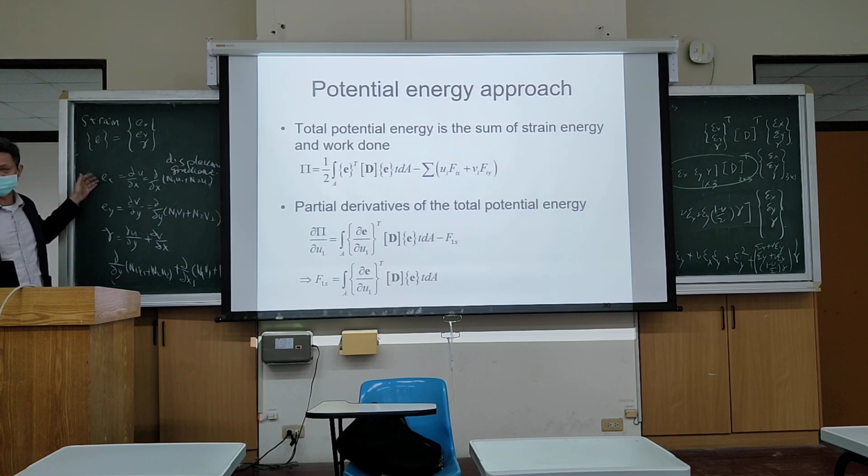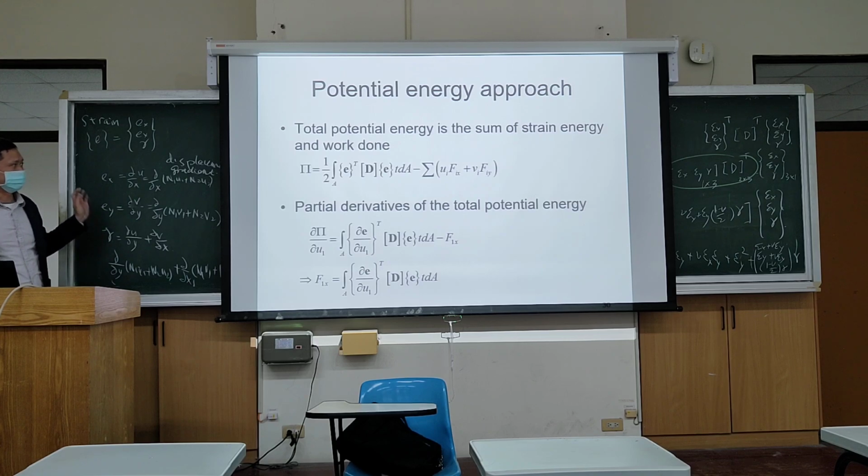So now we revise how your strain is defined. The strain in the x direction is the gradient of horizontal displacement with respect to horizontal length. The strain in the y direction is the differentiation of the vertical displacement with respect to vertical coordinate. And then the shear strain is more complex. You differentiate the horizontal displacement with respect to the height, plus you differentiate the vertical displacement with respect to the horizontal length.